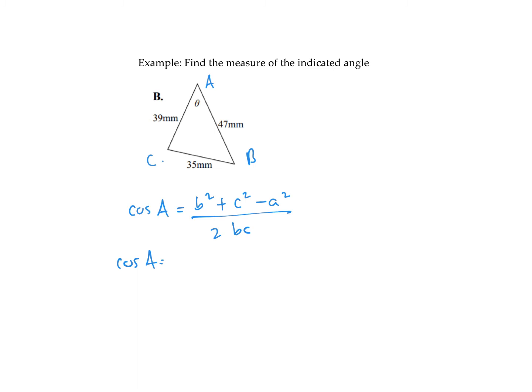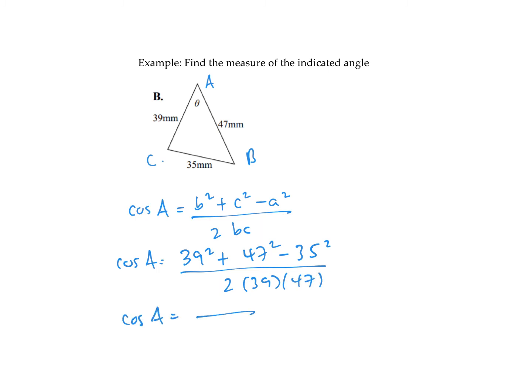So B is across from angle B, that's 39. C is across from angle C, so that's 47. And A is 35. And so I'm going to determine the numerator. That's 2505. I'm going to determine the denominator, is 3666. And then we want angle A, so we will do the inverse.